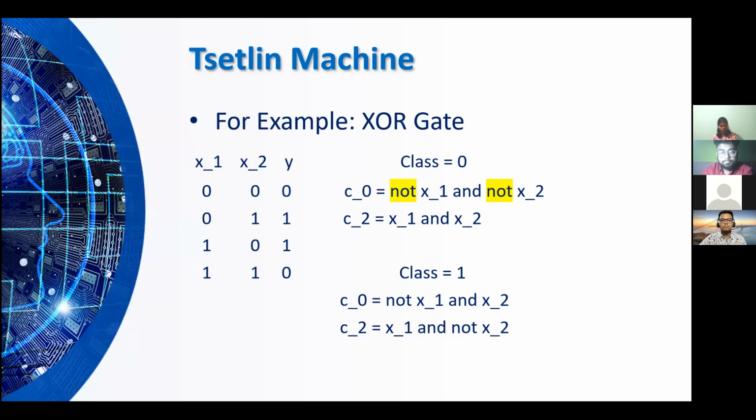So let's say one clause has x1 and x2, whereas a different clause has not x1 and not x2. So it's not only the original form of the feature, but also the negated form of the feature that comes into the picture to learn the pattern in the data set. So it's pretty interesting and easier to explain.